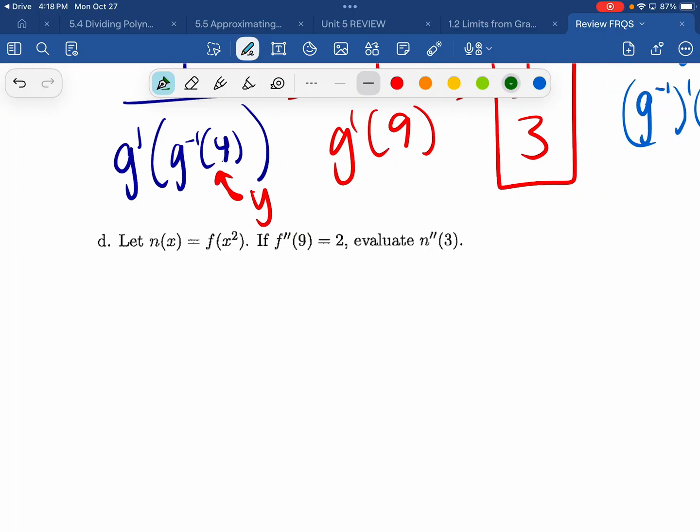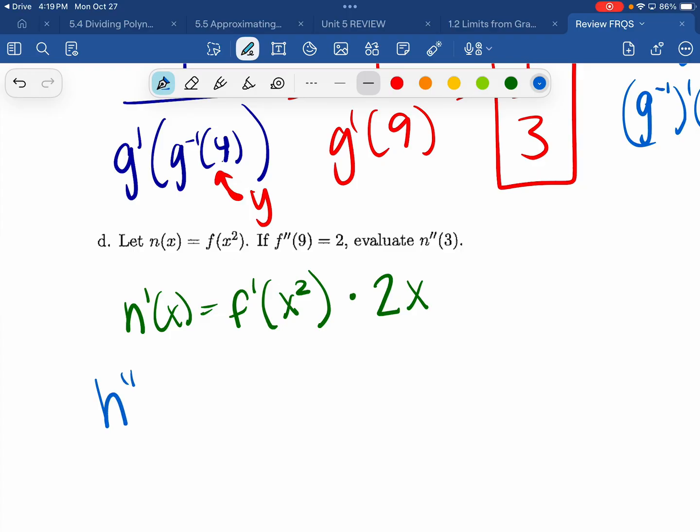All right. Let n of x equal f of x squared. If f double prime of 9 equals 2, evaluate what n double prime of 3 is. Okay. So n prime of x. So derivative of the outside, inside stays the same, times derivative of the inside. All right. And then we're going to take the second derivative. So we're going to have to use product rule.